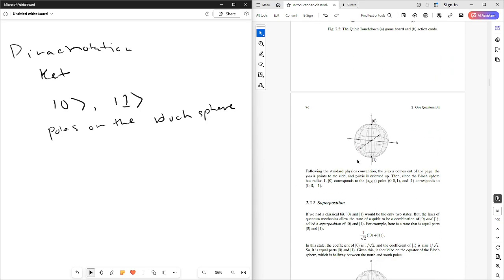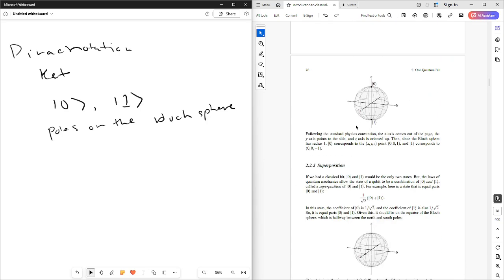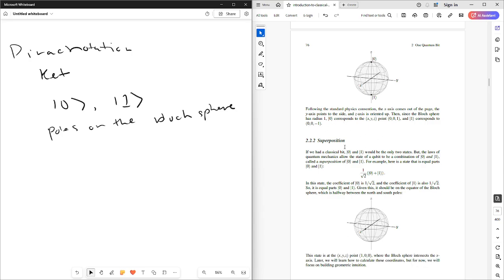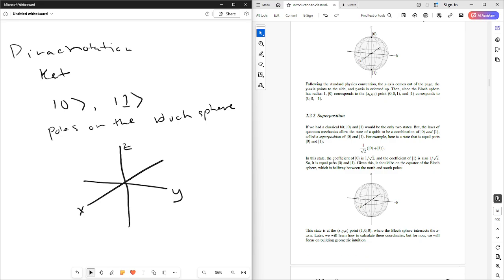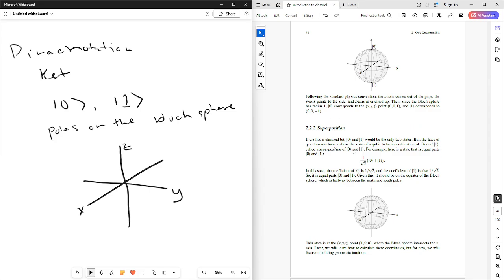More Qubit Touchdown stuff. So we've got X, we've got Y, and then vertically we have the Z axis. So the Bloch sphere has radius 1. And so the states we were just talking about, for example, are the north and south pole in the Z basis.